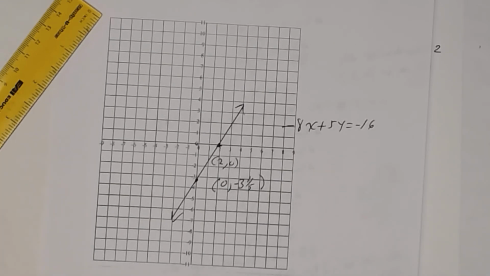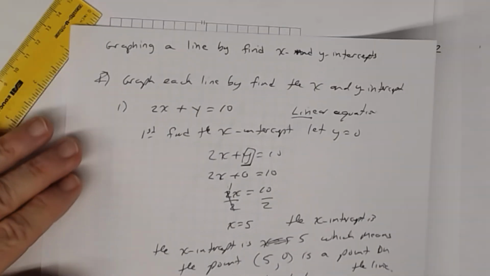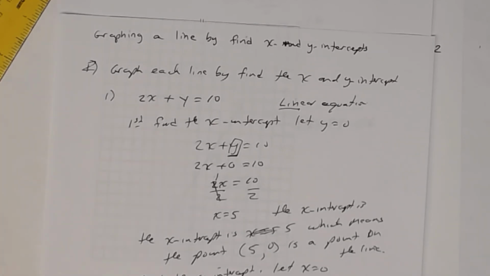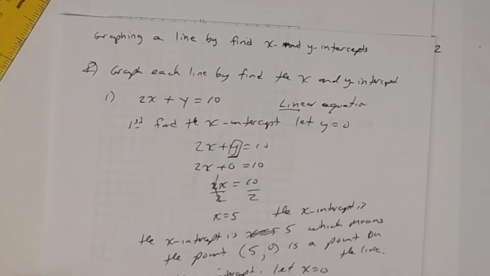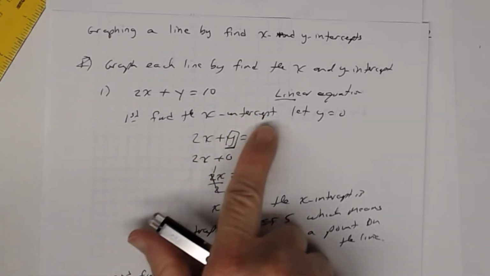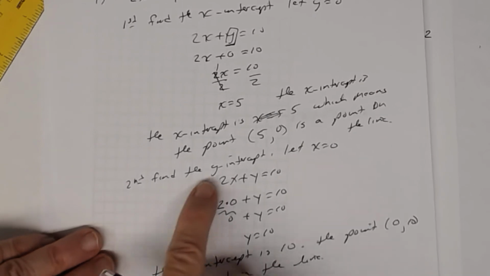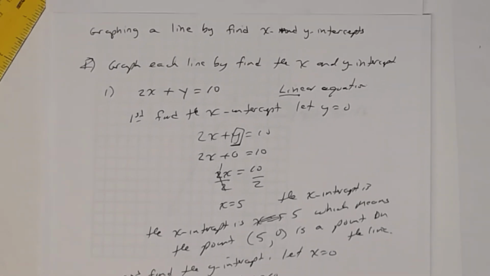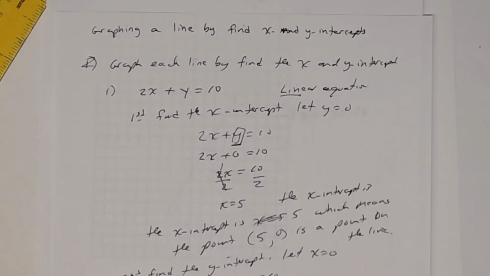And that was it. So that is the lesson on graphing a line by finding the x and y intercept. So remember, to find the x-intercept, let y equal 0, and then to find the y-intercept, let x equal 0. It's not difficult, fairly simple process. All right, so that's the end of this lesson.